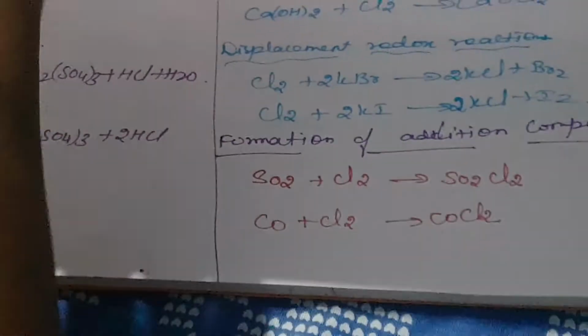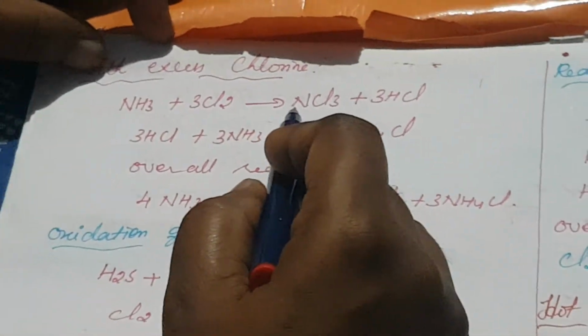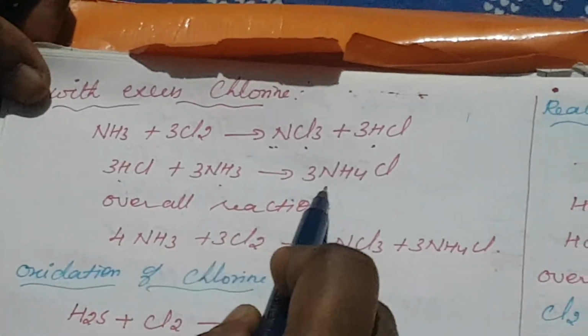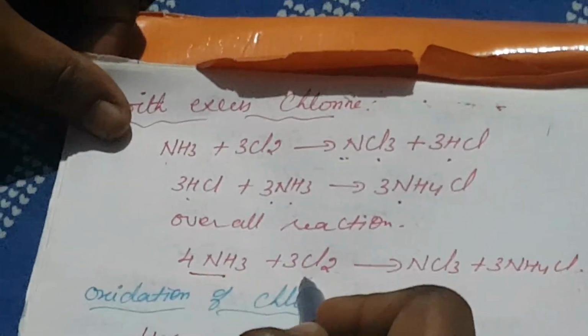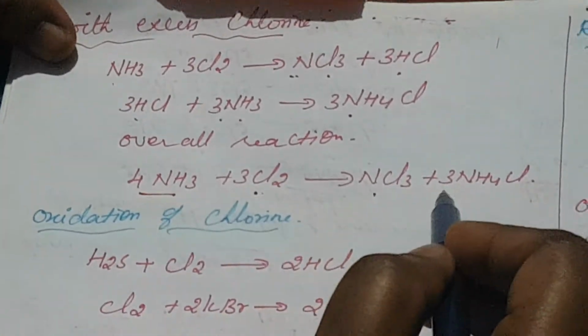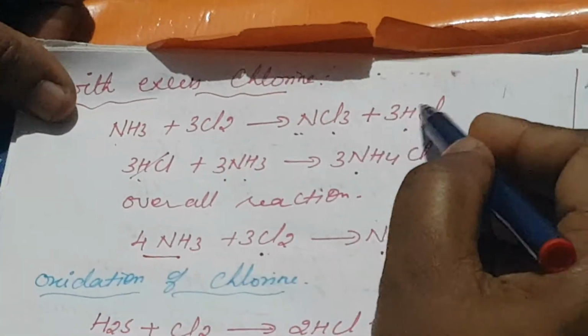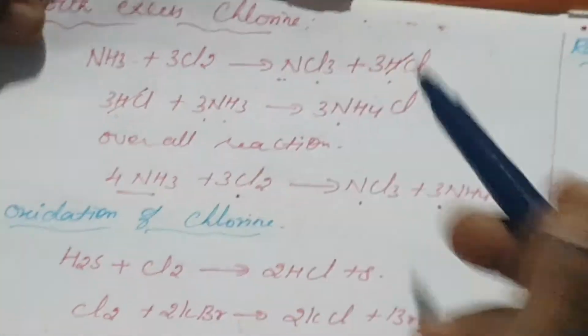Then excess chlorine, with a similar equation. When ammonia reacts with excess chlorine, it forms nitrogen trichloride and hydrochloric acid, and then the hydrochloric acid reacts with ammonia to form ammonium chloride. In the overall reaction, 1 ammonia plus 3 ammonia is 4 ammonia, with 3 molecules of chlorine, giving NCl3 and ammonium chloride. The 3 molecules of HCl are cancelled, and the remaining equation is for excess chlorine.